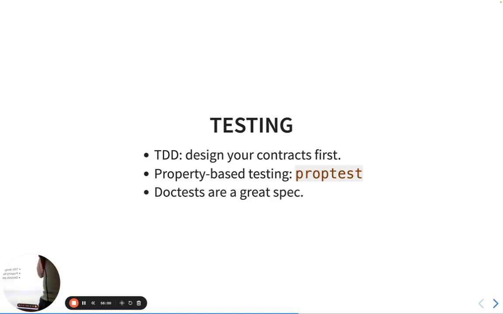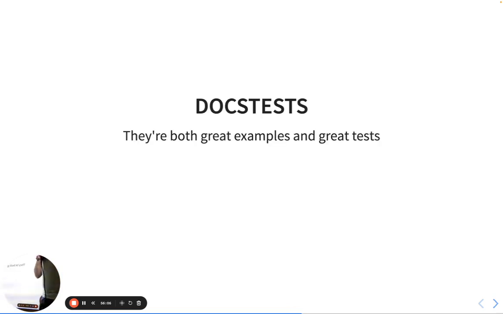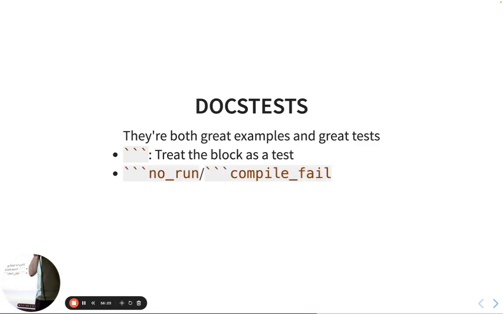And finally, doc tests are great at two things. They're great at being tests, and they're great at being specs. And there are a few ways that you can use them. The standard way is to just make a block of code. If you make a block of code in documentation in Rust, it becomes a test, which means you can check that it compiles, and you can check that it doesn't panic. And it's also documentation for your user. Super great. You can also make sure that it doesn't run, because maybe it's doing API calls and you don't want your tokens to get destroyed.